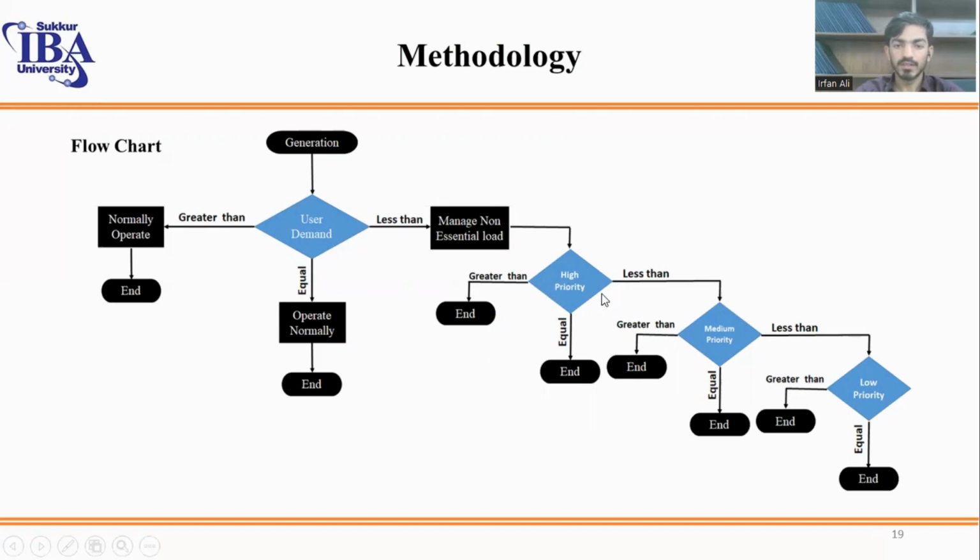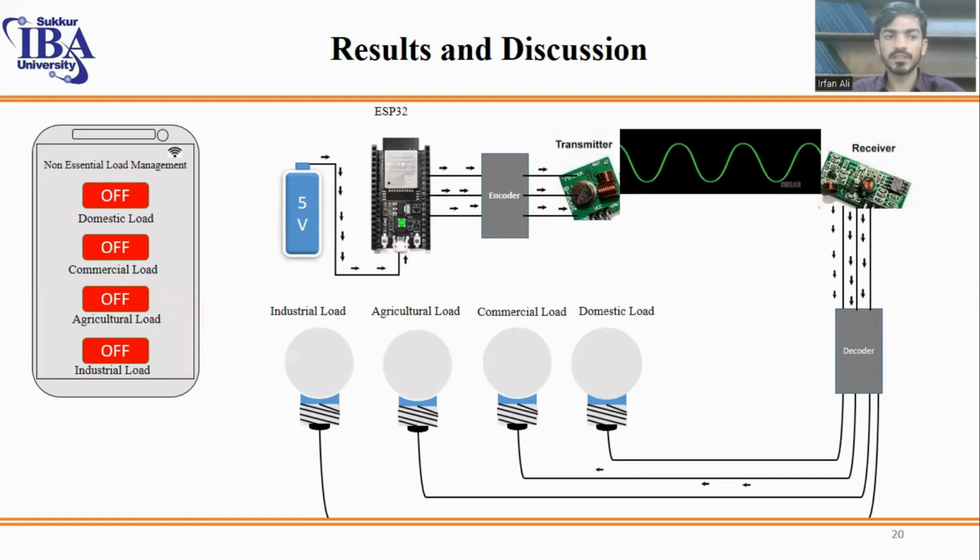So, if the generation is less than the user demand, then the system will manage the loads of the medium priority feeder. Similarly, if the generation is still not balanced, then it would go to the low priority, which is the agricultural load. And last, we would go to the industrial load, which is a very rare case, because industrial loads require an uninterrupted power supply.